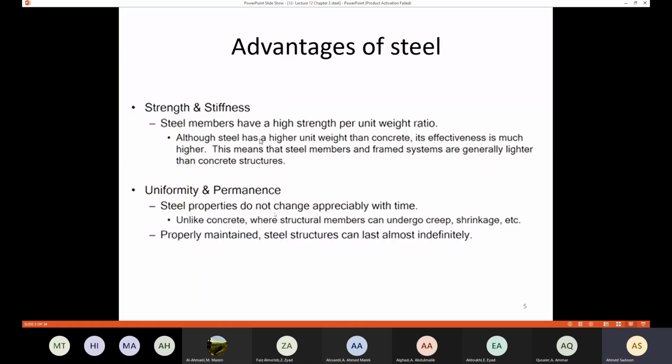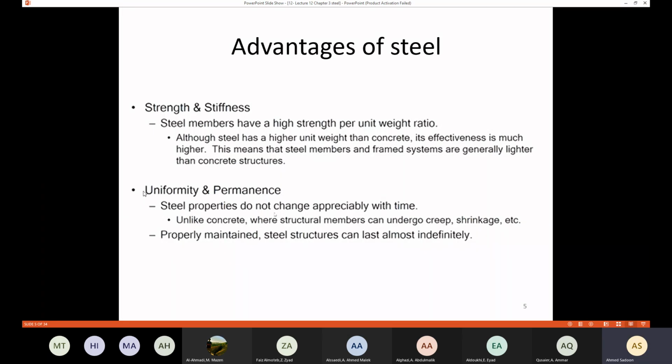Even though steel has a higher unit weight than concrete, its effectiveness is much higher. This means that steel members and frame systems are generally lighter than concrete structures. So if you have a frame made from steel and another frame made from concrete, the steel frame is going to be lighter than the concrete frame.